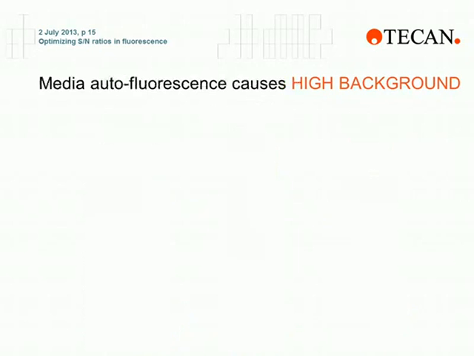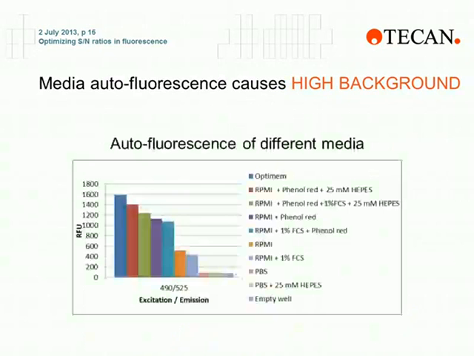Another reason for high background can be the autofluorescence of the media. We have tested the most commonly used cell culture media for autofluorescence at our specific wavelengths. And what we found is that phenol red and 1% FCS results in a substantially high background. There is also RPMI without phenol red and FCS available.